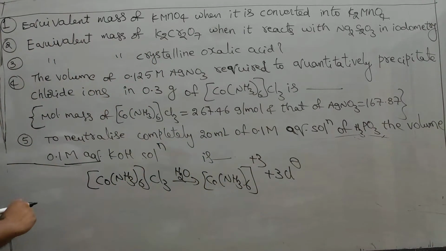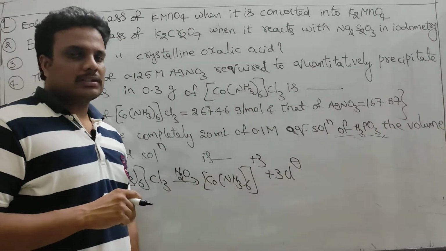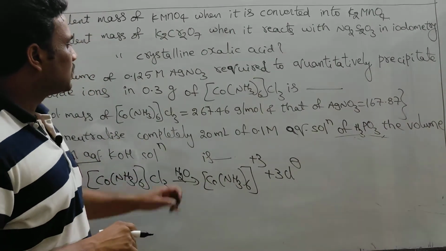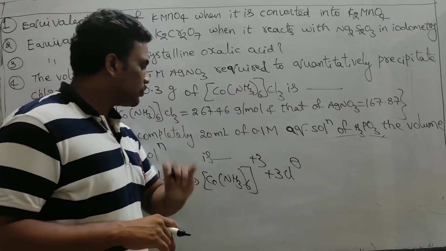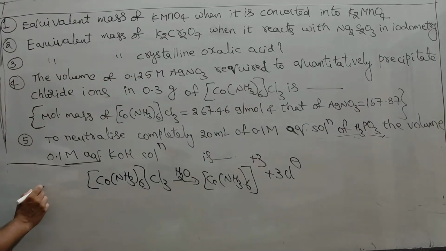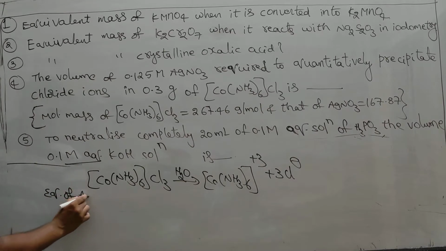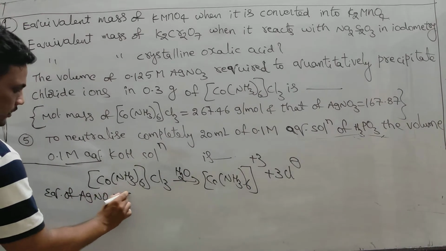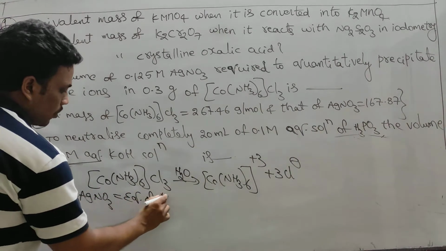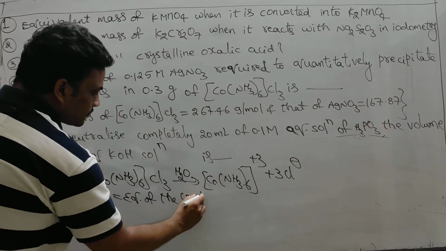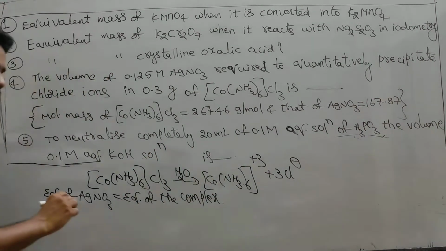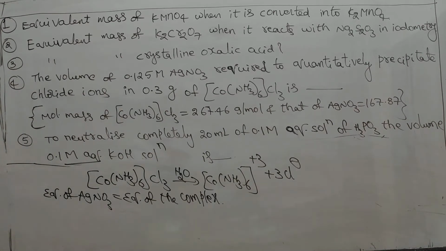So how to solve this one? Already I told you in the previous class, the law of chemical equivalence. So reaction takes place between these two. So directly I can write the relation that equivalence of AgNO3 is equal to equivalence of the given complex. Okay, so directly you can write this relation, there is no problem.